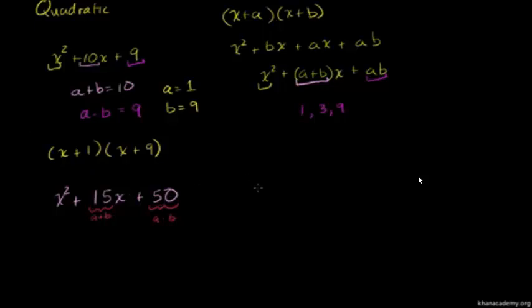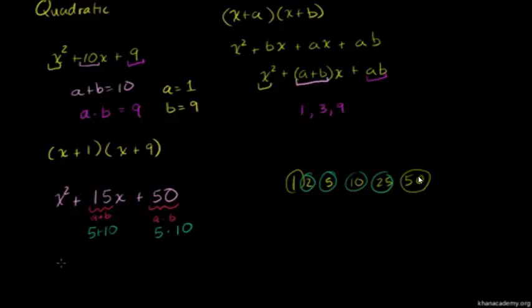So what could A and B be? Let's think about the factors of 50. It could be 1 times 50, 2 times 25. See, 4 doesn't go into 50. It could be 5 times 10. I think that's all of them. Let's try out these numbers and see if any of these add up to 15. So 1 plus 50 does not add up to 15. 2 plus 25 does not add up to 15. But 5 plus 10 does add up to 15. So this could be 5 plus 10, and this could be 5 times 10.